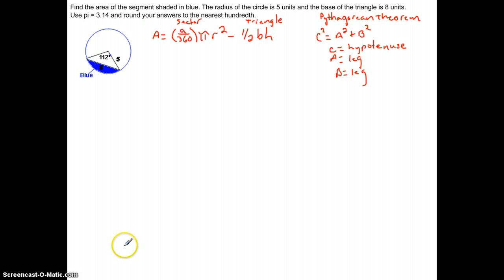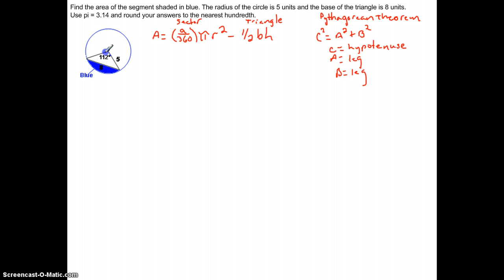In this problem, we've got to find the area of the segmented shaded area in blue. The radius of the circle is 5 units, and the base of the triangle is 8 units. We're going to use pi as 3.14 to find the shaded area. So the first thing we got to do is find the area of a sector.